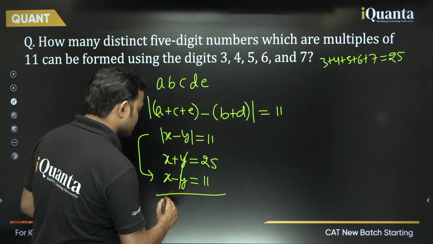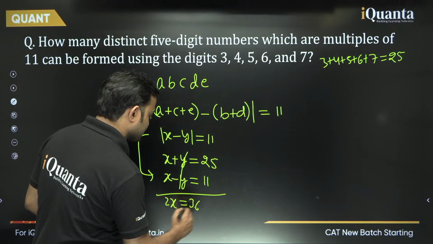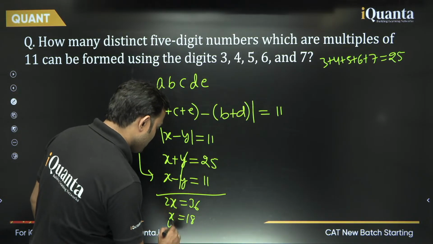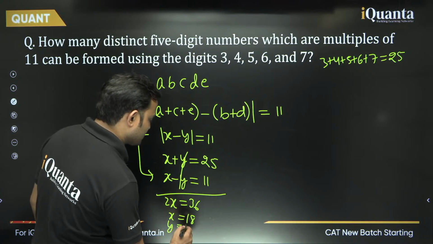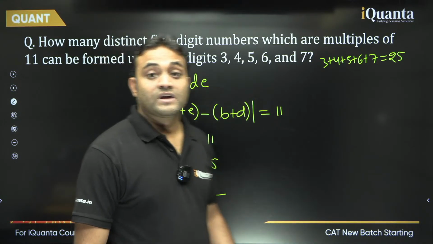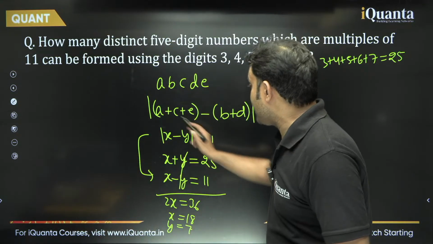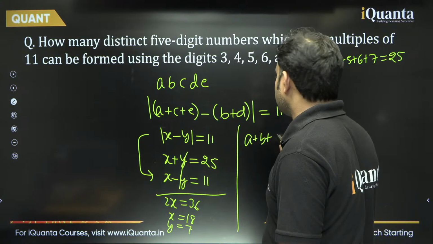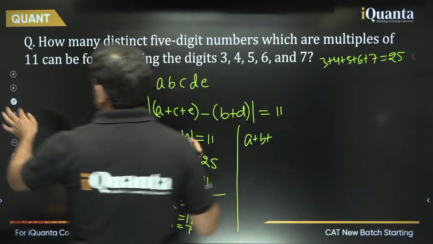In that case, 2x is equal to 36, x is equal to 18. If x is equal to 18, y is equal to 7. Now, in what ways can we take a plus b plus c... a plus c plus e is equal to 18.